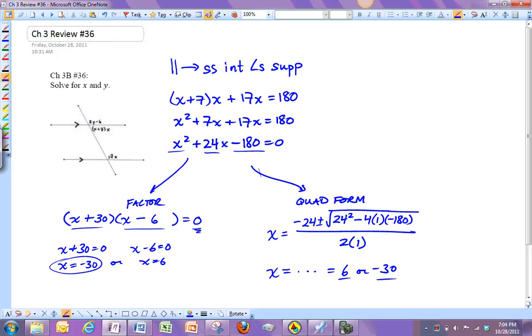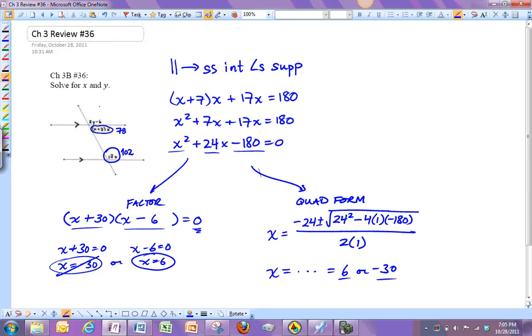If I plug in negative 30 into my diagram, you'll notice right away 17 times a negative number is going to be negative. So this one right here is not going to work. If I plug in the 6, I get 17 times 6, which turns out to be 102. And if I plug it in up here, I'm going to get 6 plus 7, which is 13 times 6, which is 78. So that works out well.